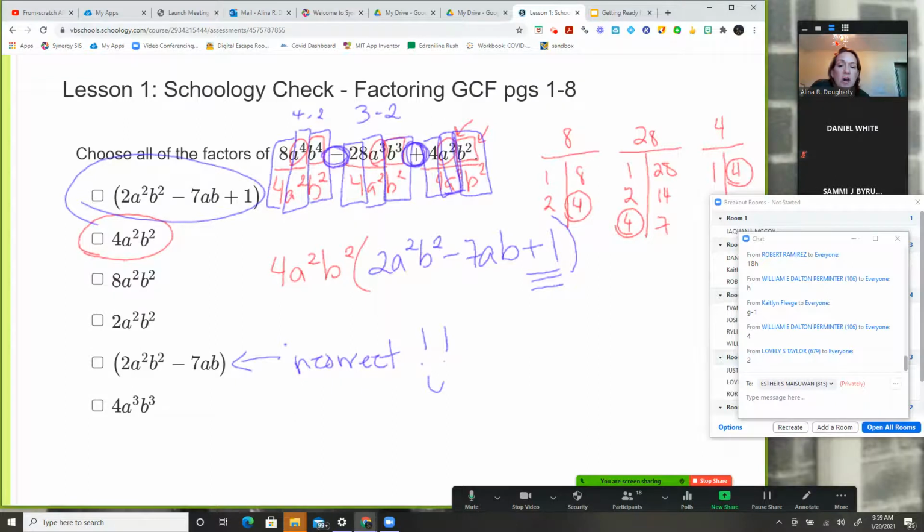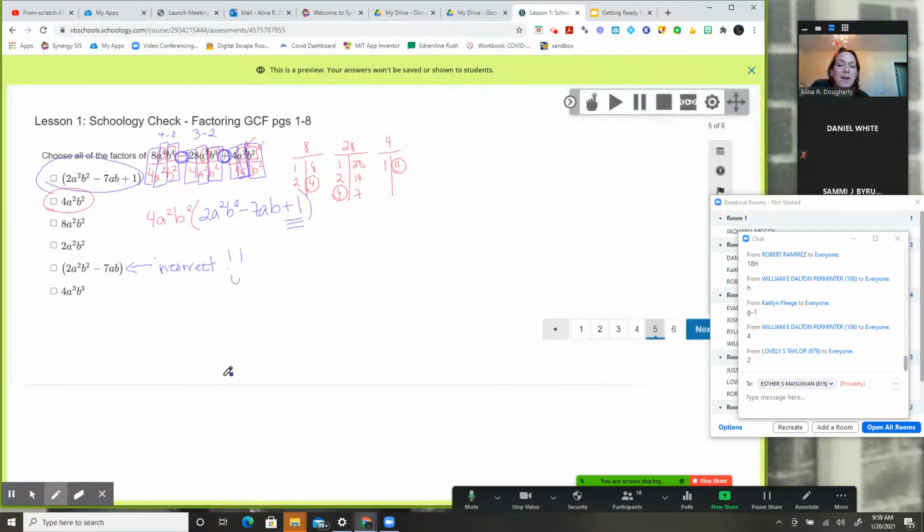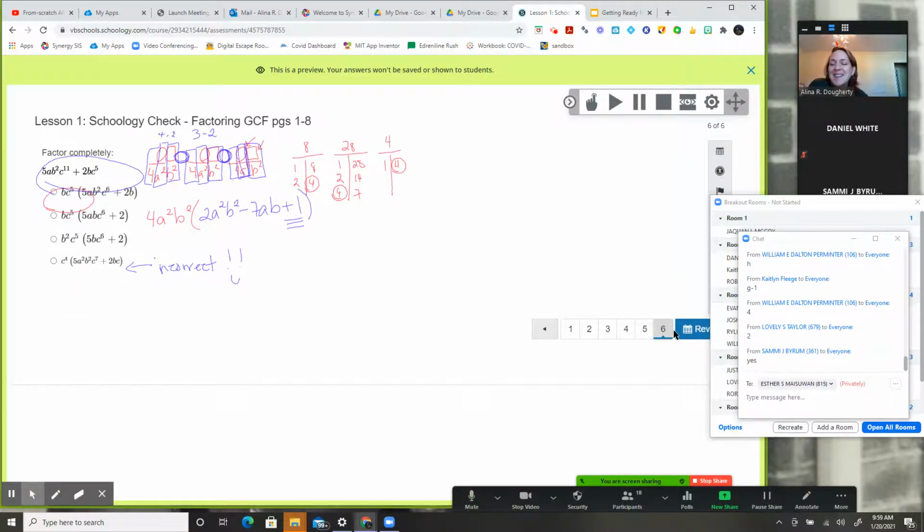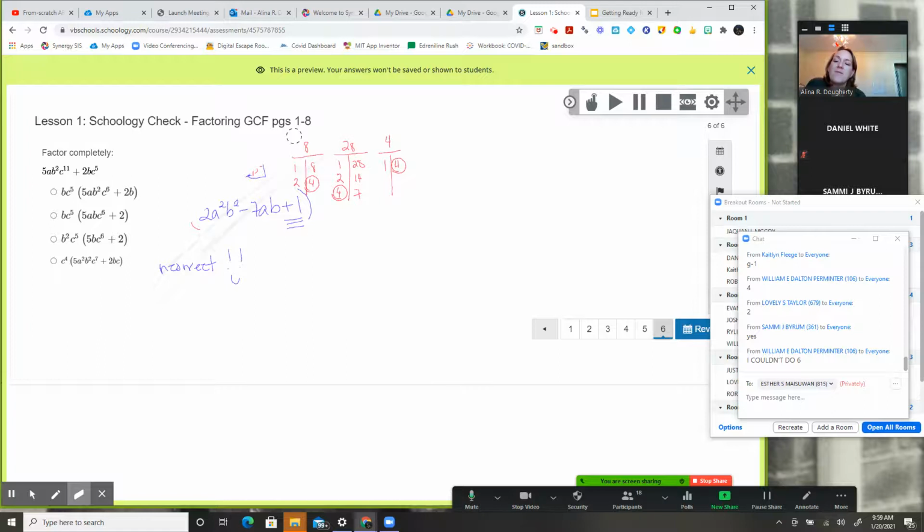It's a lot of chicken scratch. Did that make sense? As we practice, we'll get better. It got so quiet all of a sudden. Sammy, thank you for the yes. All right. That makes sense. Good. Last question. I need somebody else to talk me through it. My voice is giving out.